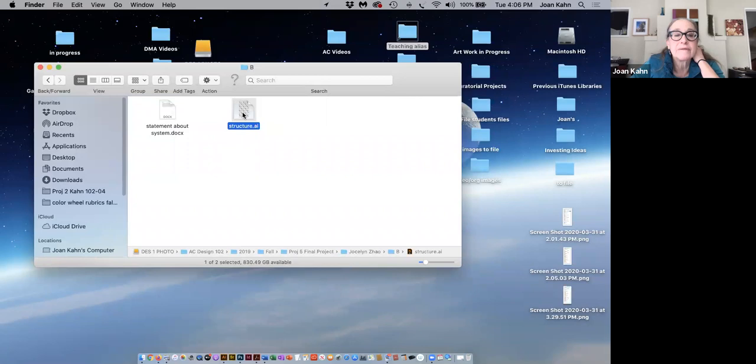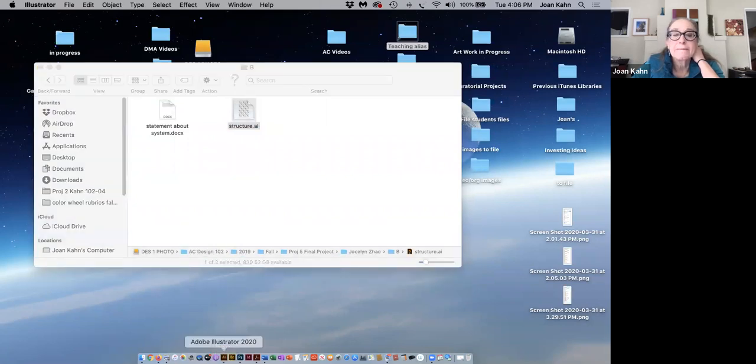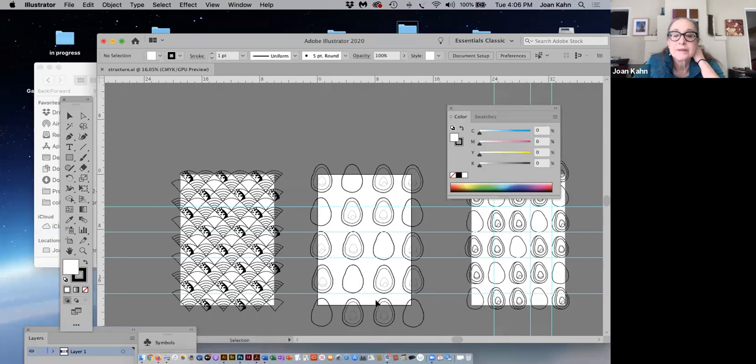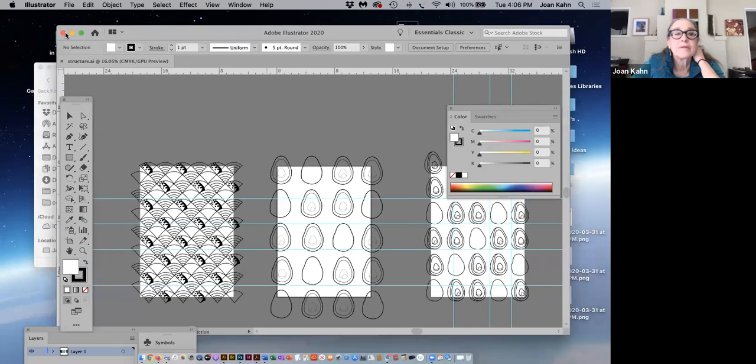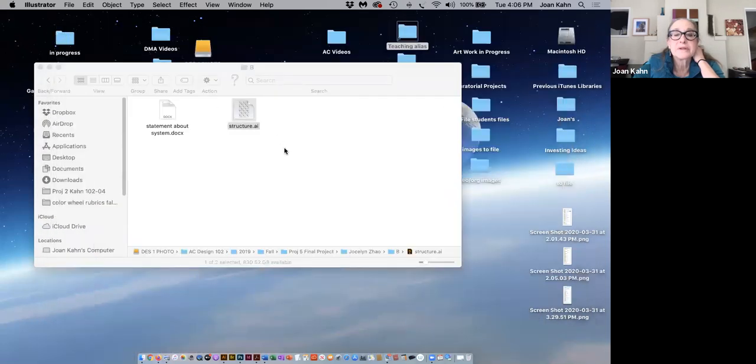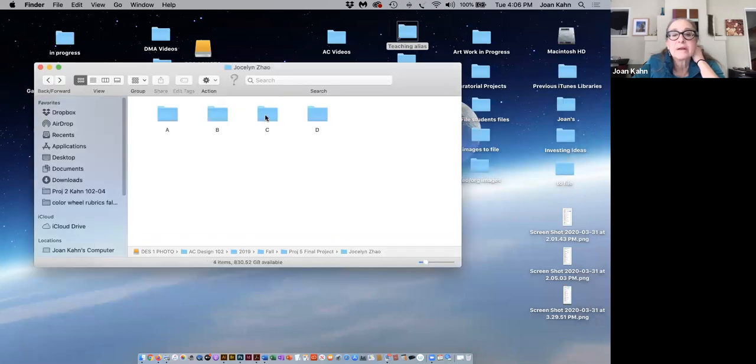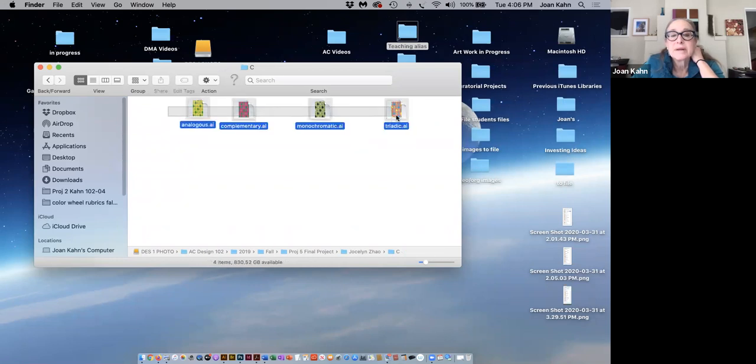Oh, this is an AI file. So she put the pieces into the structure of a grid, and then she colored them analogous and complementary. And triadic.